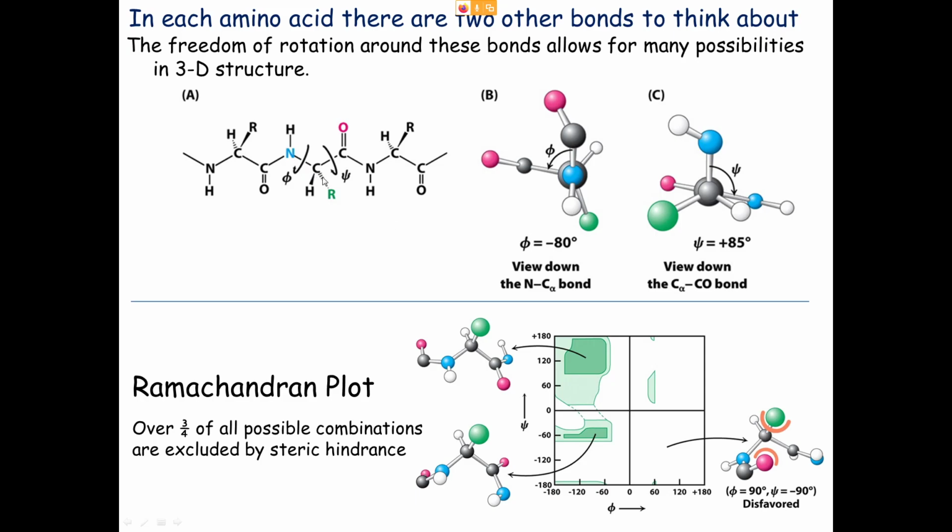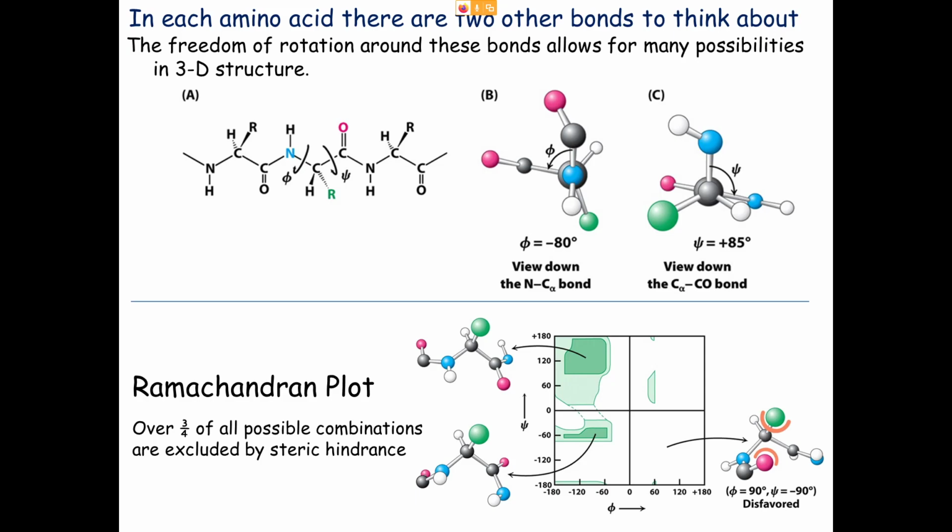I look down the carbon-nitrogen bond and the other nitrogen-carbon bond, and the angle between them would be the psi angle. Okay? And these are free to rotate, we said, but they can't just be any haphazard angle. Not everything's allowed. So when they started deciphering protein structures, you get crystal structures, and we saw them in 3D, and they started looking at all these possible angles for what happens in reality.